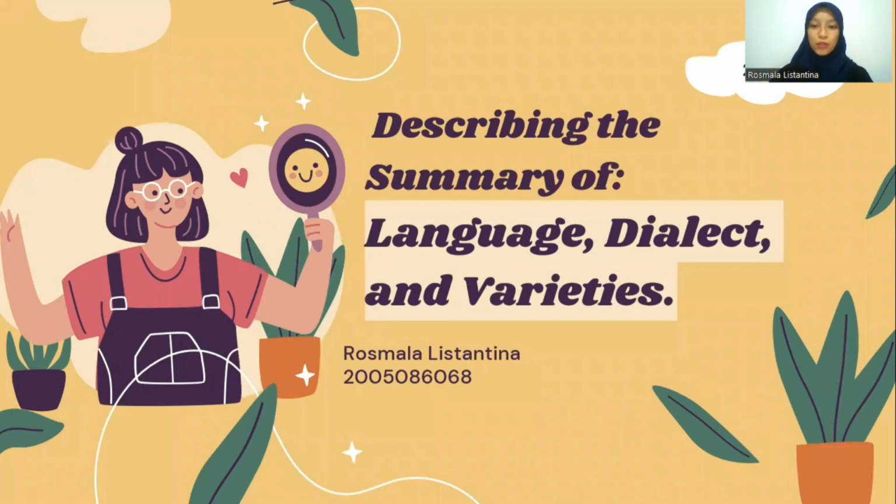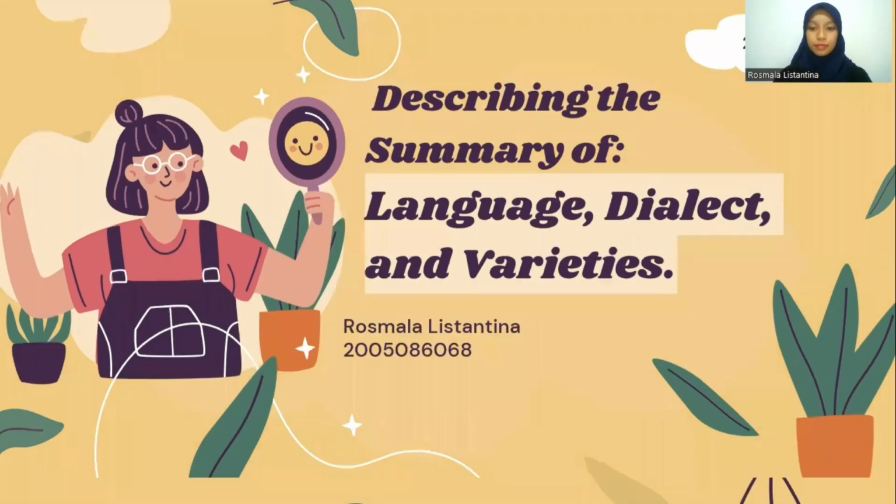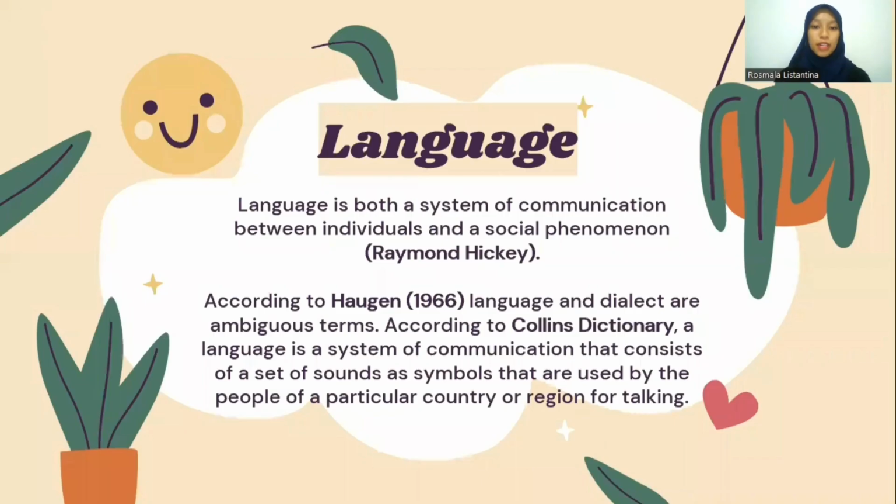So now I want to describe the summary of language, dialect, and varieties. Okay, the first is the definition of language. Language is a system of communication between individuals and a social phenomenon. According to Raymond Hickey, language is a social, functional, and behavioral entity that is socially and behaviorally structured. Language transmits social meanings, reflects the social order, and expresses the identity of its speakers.